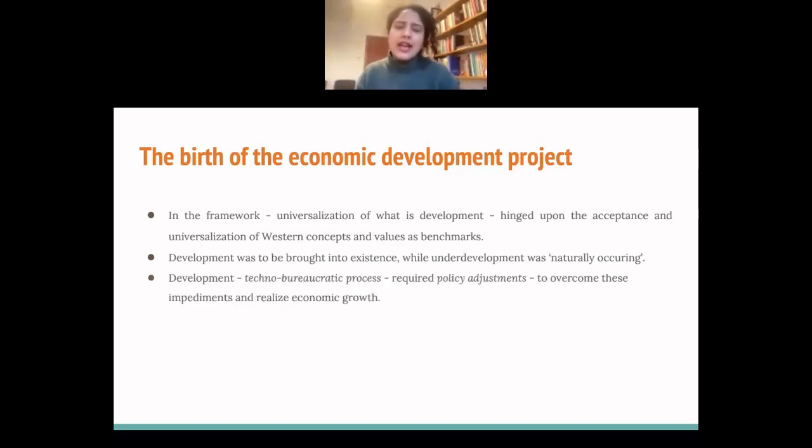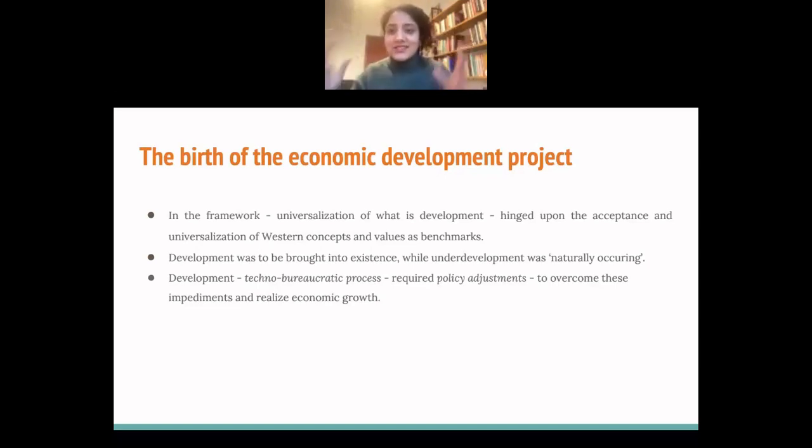Now, following that, the entire process of development became like a huge techno-bureaucratic exercise, requiring policy adjustments on how the impediments to realizing economic growth, which can bring about the structural transformation, can be removed, as if it was only a techno-bureaucratic process. And there's this very nice quote by Amartya Sen, another Nobel laureate, who says that these countries were supposed to have only interests and no passions.